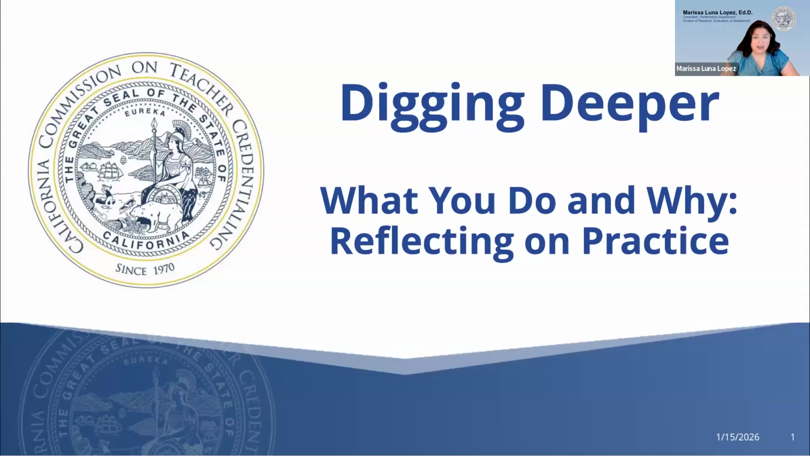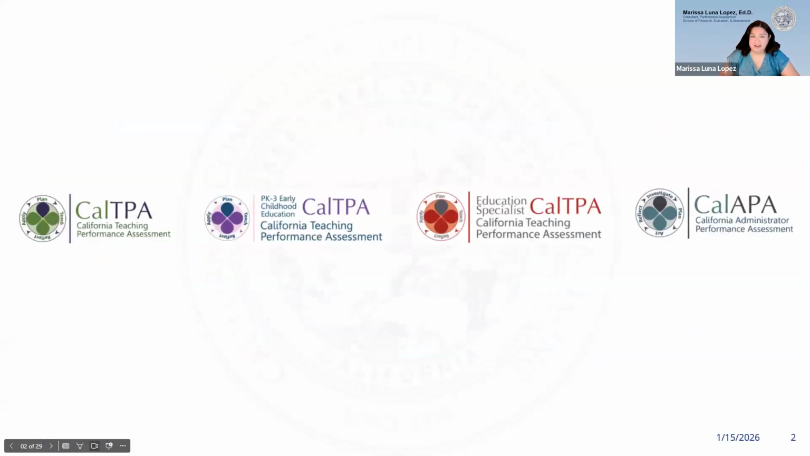Yes, here we go. All right. So, what you do and why? Reflecting on practice. So again, we do have CalTPA. If you're looking at green documents, you're looking at multiple subjects, single subjects, world language. Purple is for the PK3 credential and ECE, and we recognize that PK3 and multiple subjects overlap, but they are separate credentials, and so they are separate performance assessments with separate teacher performance assessments or expectations, apologies.